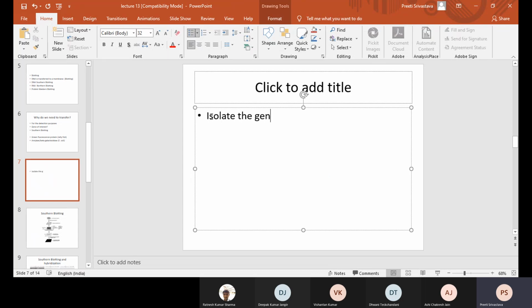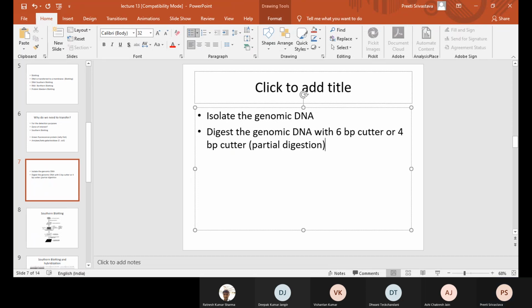So isolate the genomic DNA. The next step is to digest the genomic DNA, with a 6 base pair cutter. We are going to do partial digestion, followed by agarose gel electrophoresis.